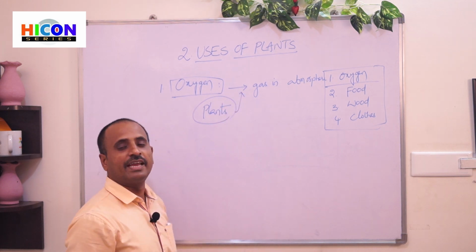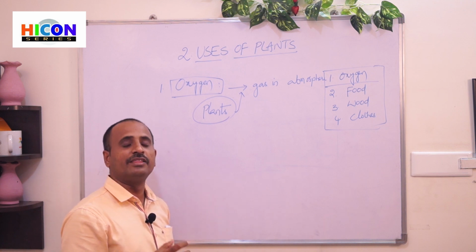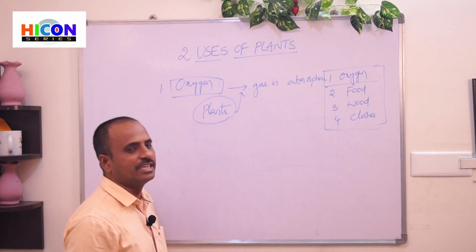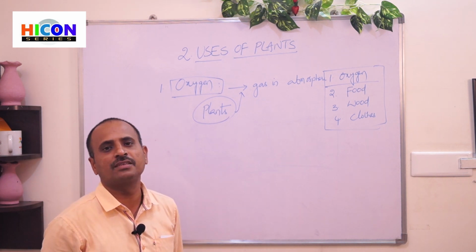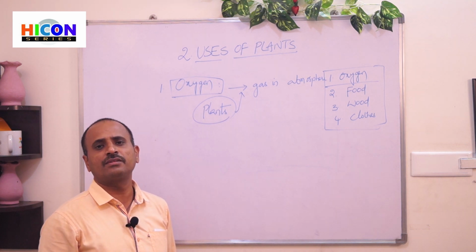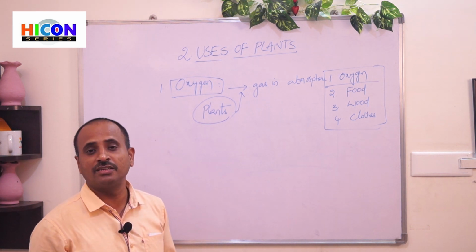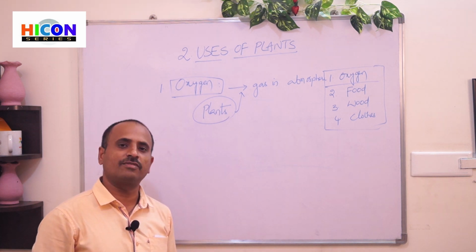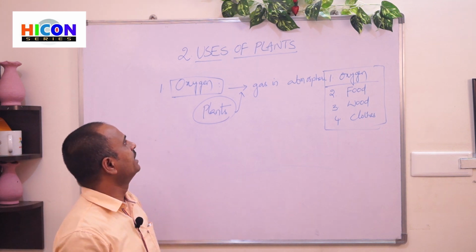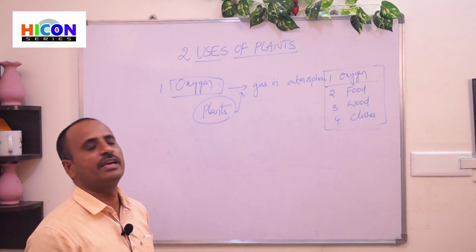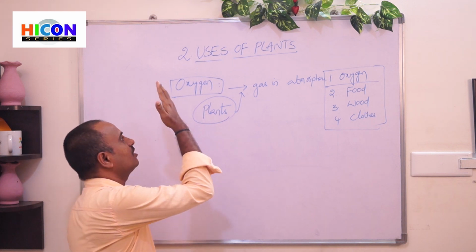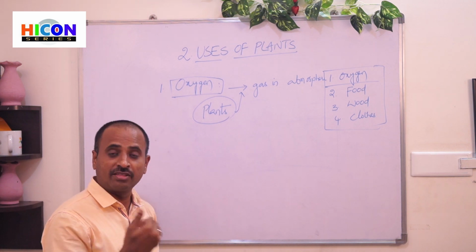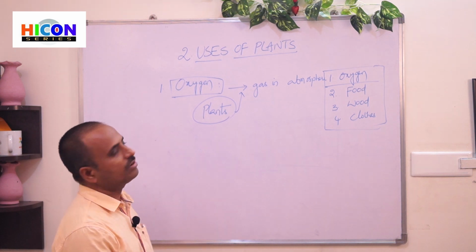So plants take in carbon dioxide, prepare food, and give out oxygen. And this oxygen is very helpful to all living beings and all living organisms on the earth to breathe. Without oxygen, all living beings cannot stay alive, they cannot survive. All living beings are able to survive on the earth because of the oxygen, and this oxygen is given out by the plants, and the plants take in the carbon dioxide and give out the oxygen.